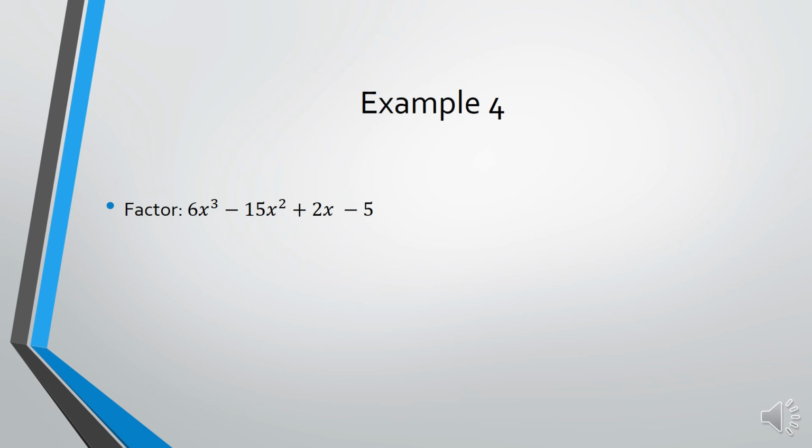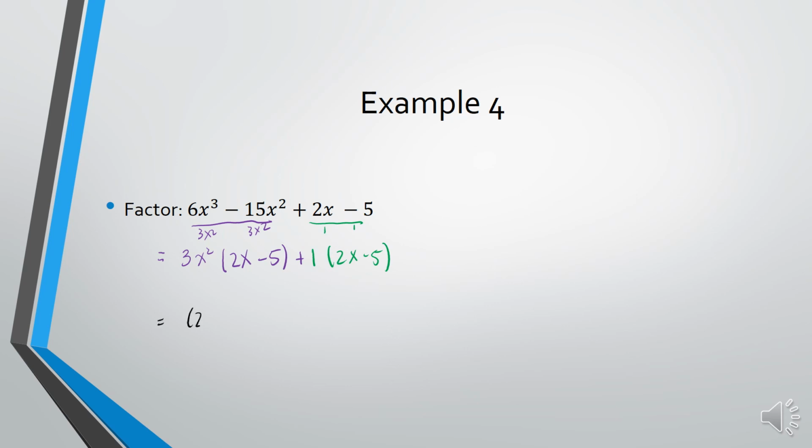Let's do one more. So first thing I'm going to do is factor out in my first two terms. So 6x cubed and 15x squared, the greatest common factor there would be a 3x squared. So I'll divide both of them by 3x squared. And that should give me 2x minus 5. Next, I will look at my 2x minus 5. Well, those actually don't have any common factors, so I'm going to pull out a 1. Dividing everything by 1 doesn't do anything, so I just get 2x minus 5.